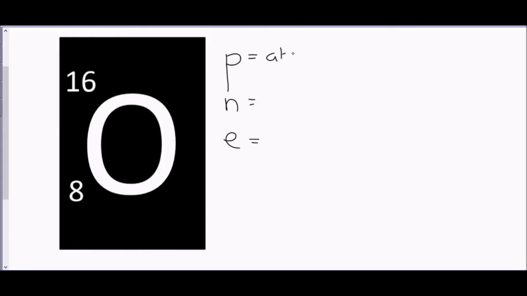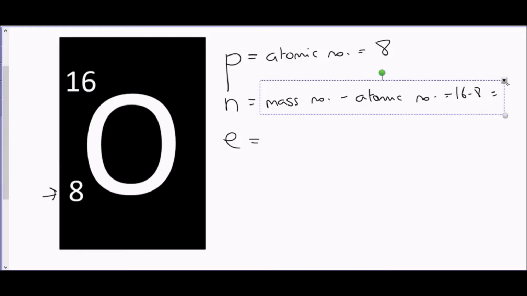So as we previously said, protons is equal to the atomic number, which is 8. Neutrons is equal to the mass number, take away the atomic number. So we've got 16 take 8 gives us 8 neutrons. And the number of electrons is 8. So whether you said this is a neutral atom, therefore it's the same as the number of protons, or whether you did atomic number, take the charge, which in this case would be 8 minus 0, which gives us 8. So your answer should be 8, 8, 8.